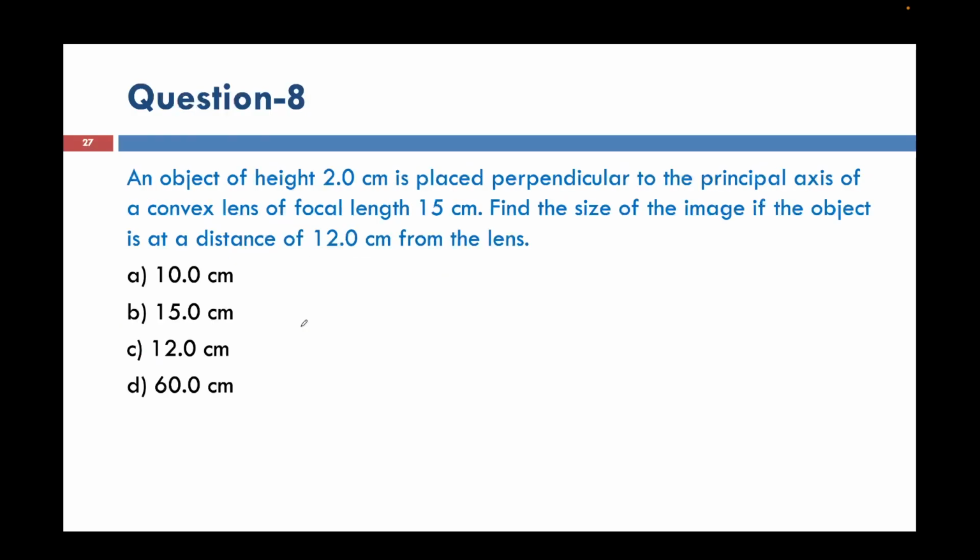Okay, so this is our next question. An object of height 2 centimeter is placed perpendicular to the principal axis of a convex lens of focal length 15 centimeter. Find the size of the image if the object is at a distance of 12 centimeter from the lens. So find the size of the image. Here we will put the thin lens equation. So what is the thin lens equation? Here they have given the object height is 2 centimeter, and the convex lens focal length.